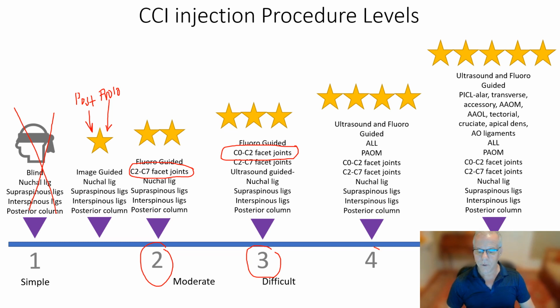And then we get to level 4 procedures where we're doing all of that stuff. Plus we can get to the very front ligaments on the bottom part here, like the anterolongitudinal ligament, or the very deep ligaments in the back, like the posterior atlanto-occipital membrane. And then finally, we get to a level 5 procedure here, where we're doing all of the deep internal ligaments from the front. So that's that PICL procedure where we're treating alar, transverse, accessory, AAOM, AAOL, tectorial, cruciate, apical dens, AO ligaments, etc.